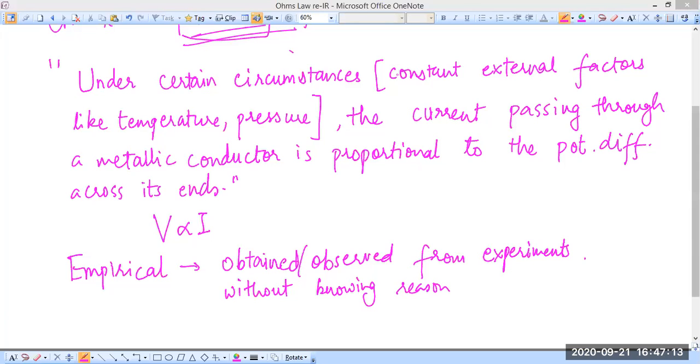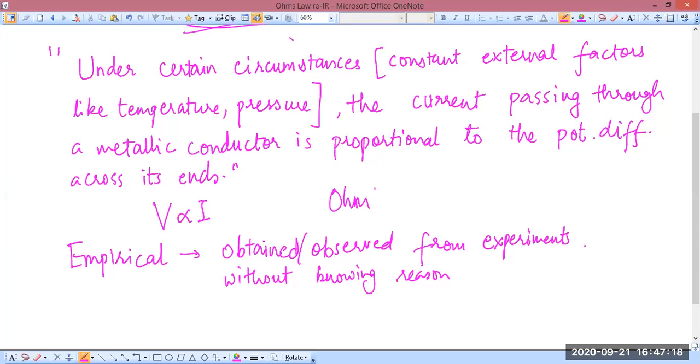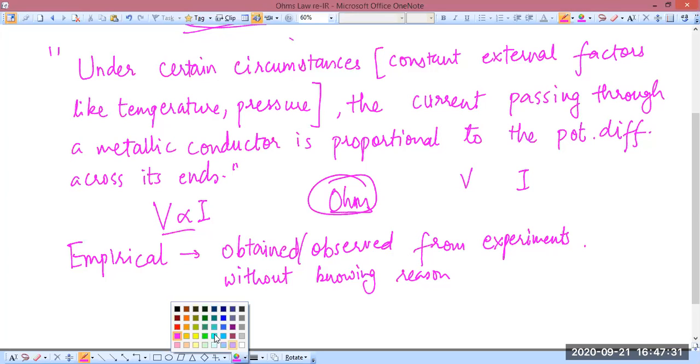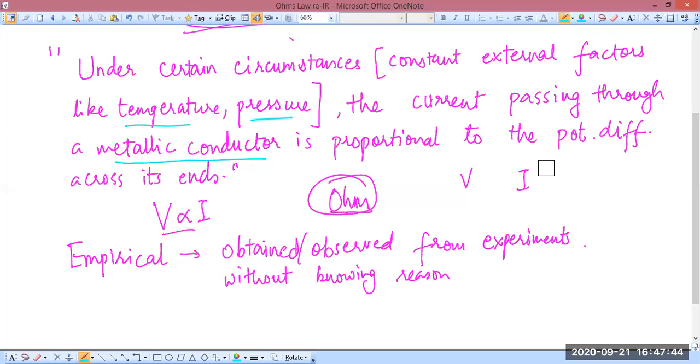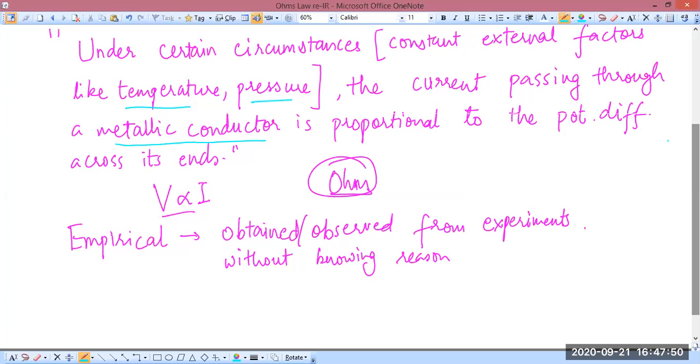Okay, so let me be very clear. Ohm measured such things, right? He measured V, he measured I, and found that V is proportional to I. For what? For metallic conductors only. Not for just anything, not for diodes, right? For metals only, and that too with everything else kept constant. But he didn't know why. Frankly, he had no idea why this was happening. All right.